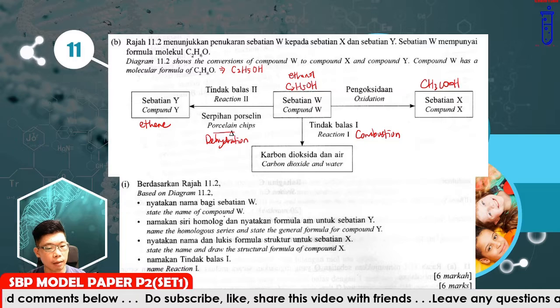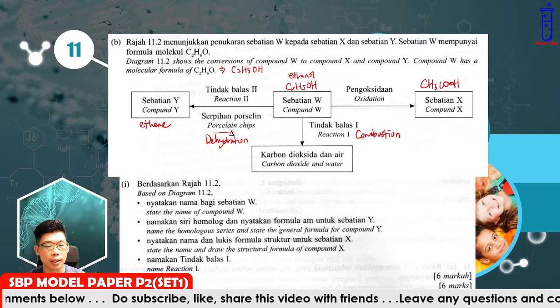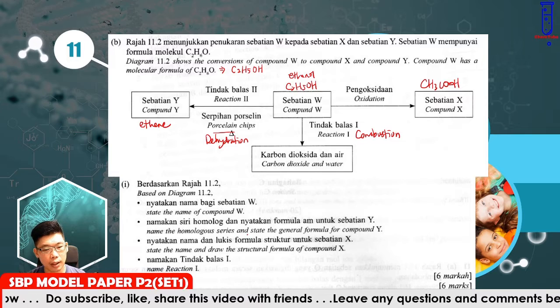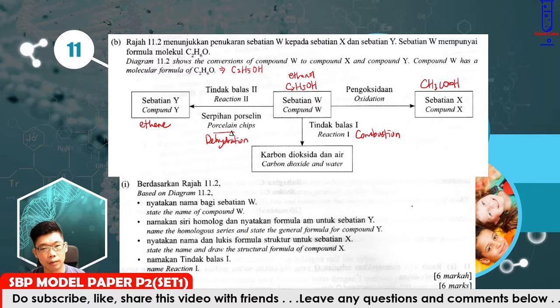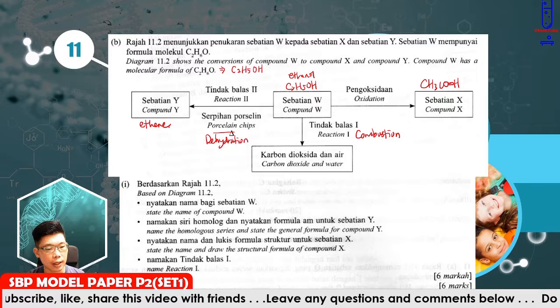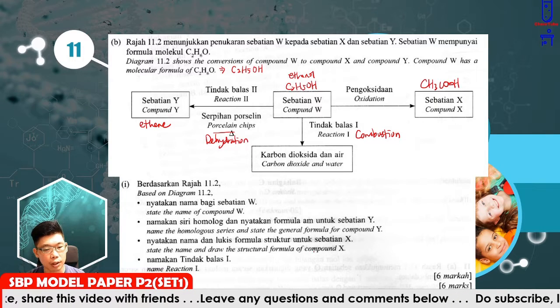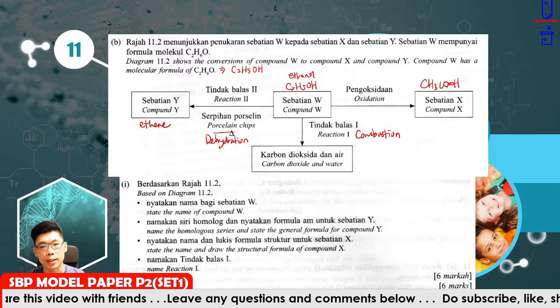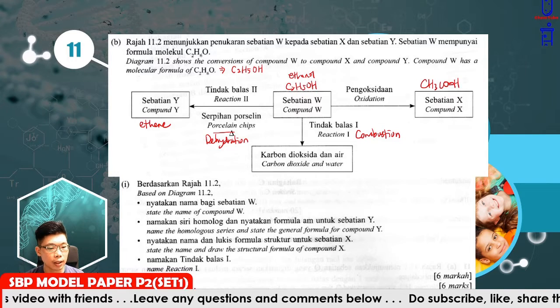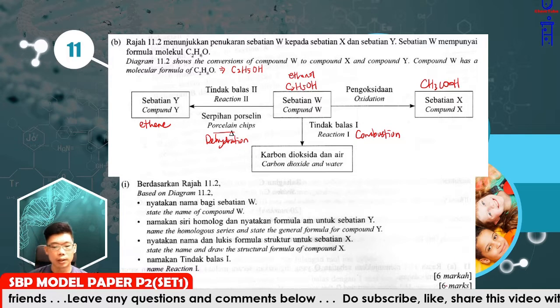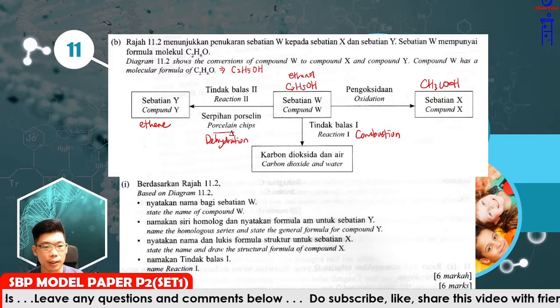So state the name of compound W: it's ethanol, correct? Then name the homologous series and state the general formula for compound Y: it is alkene. Then state the name and draw the structure for X: it is the carboxylic acid, ethanoic acid. Then reaction 1 is combustion. So here, 6 marks. You can score easily.